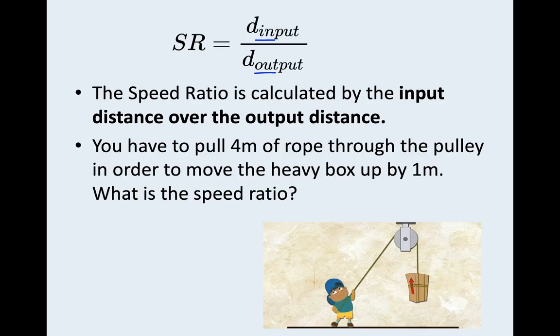So a really quick example, if you have to pull 4 meters of rope through the pulley, so that is your input, in order to move a heavy box up by 1 meter, what is the speed ratio? Well, 4 divided by 1, that would give you 4.